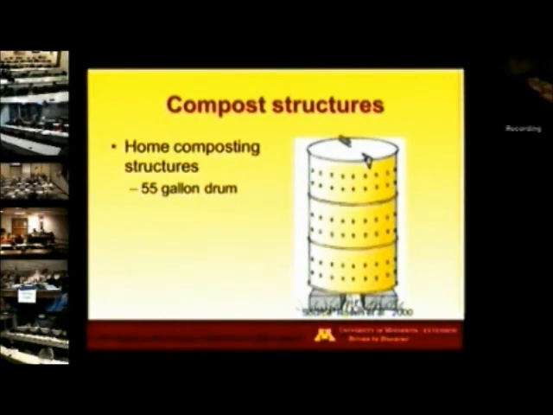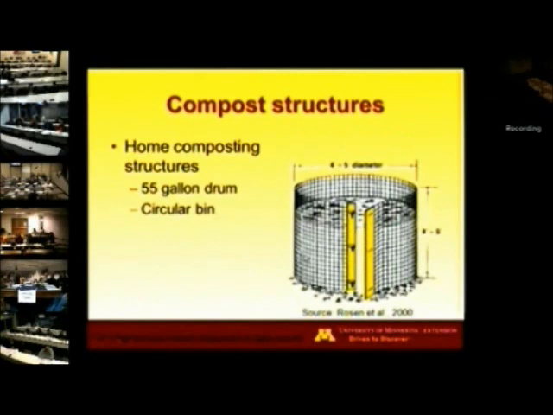You could take a 55-gallon drum, and you can see here they just have holes drilled in the sides of it to get really good aeration. That would work. You could also use a circular bin, and basically they're just using some chicken wire, and the height is about 4 to 5 feet, and the diameter is about 4 to 5 feet. And this one works quite well.